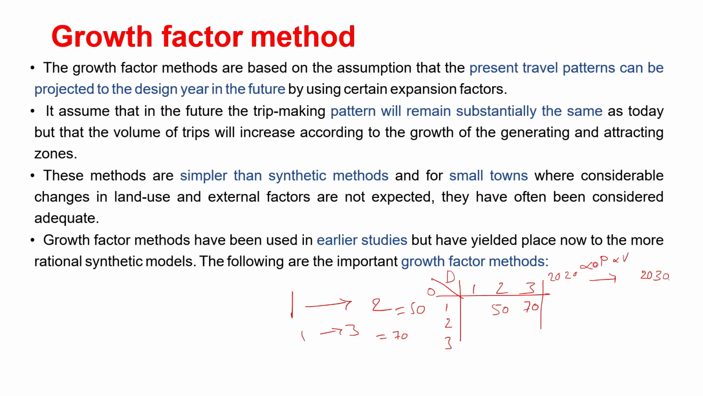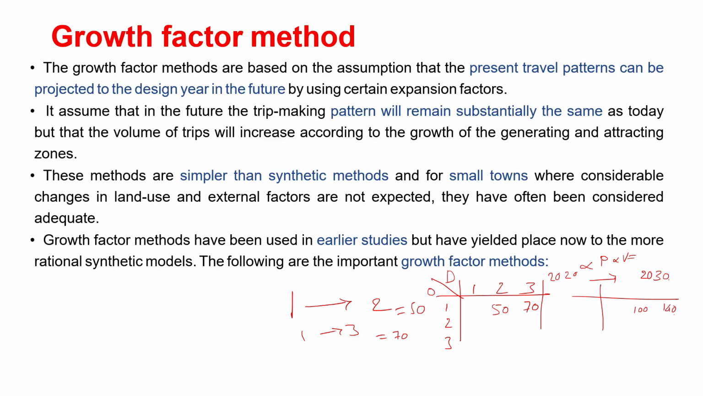Depending on that, you calculate certain factors, and those factors are multiplied with the present trips to calculate the future trips. For example, if the factor you get is 1.4, then the future trips will be 140 for 100 present trips. Like that, we can predict it. Got the point? That is the growth factor method.